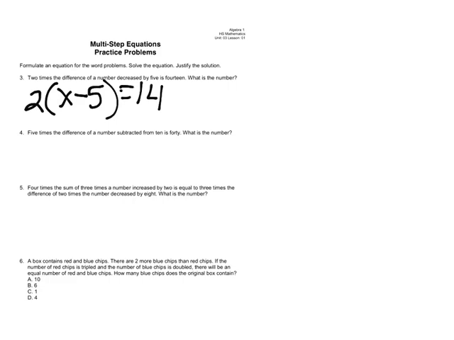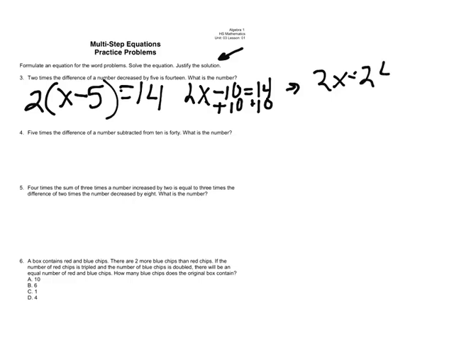Now I can simply solve it, which is what it tells me to do here, solve and justify. I can write this as 2x minus 10 equals 14. Add 10, and I get 2x equals 24. Divide by 2, and I get x equals 12.